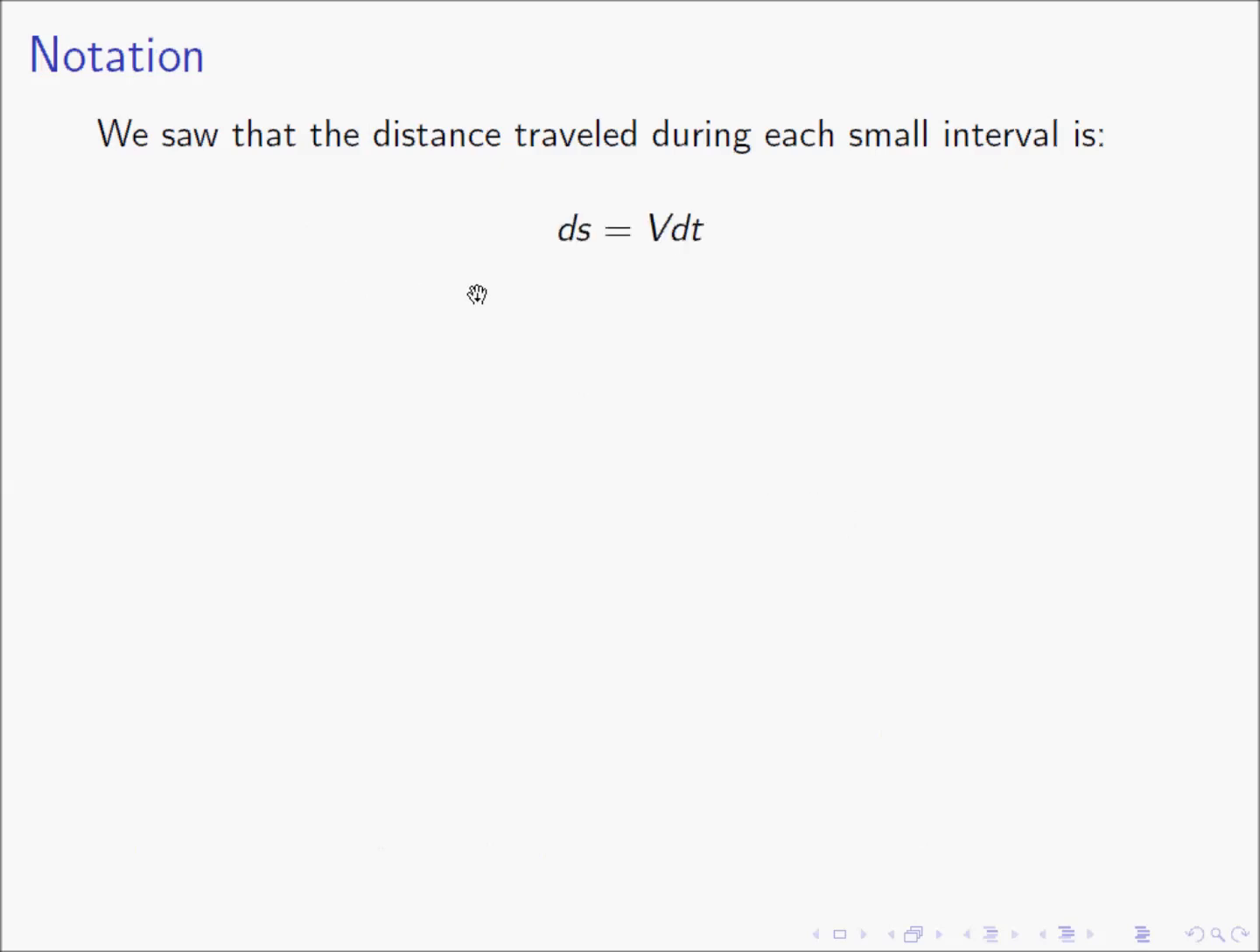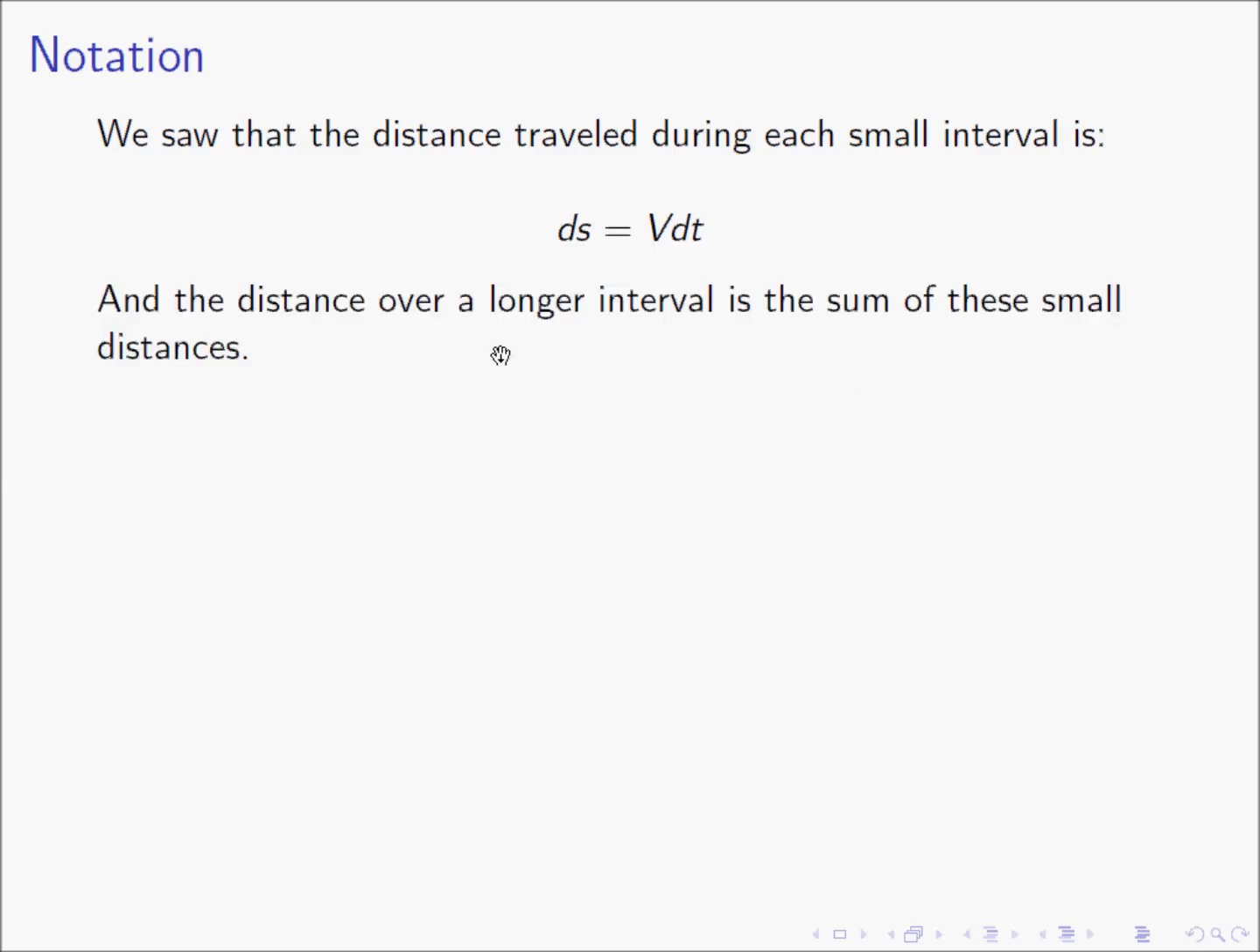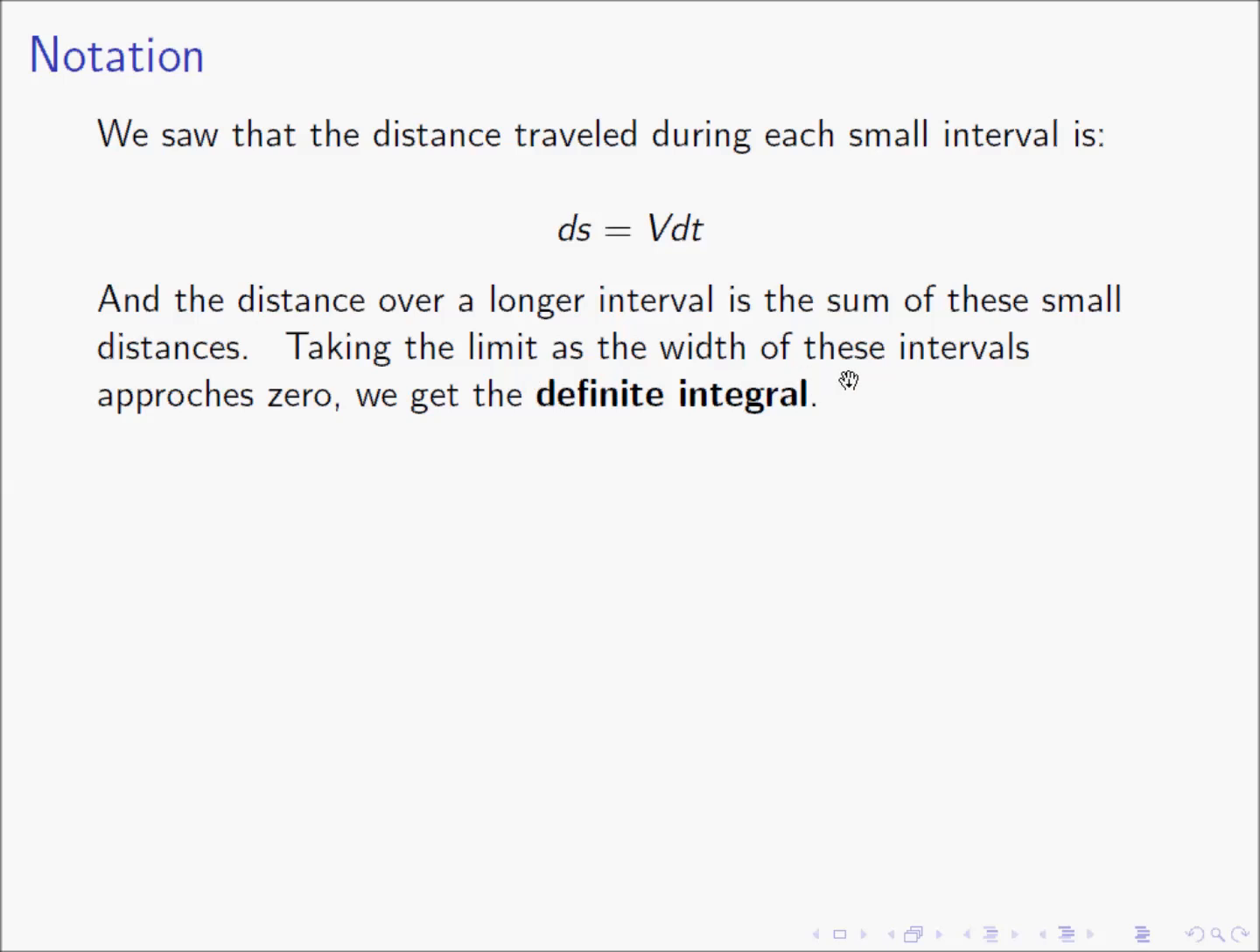So now let's try to fix our notation. We saw that the distance traveled during each small interval is ds equals v times dt, and the distance over a longer interval is the sum of the distances over a very large number of smaller intervals. When we take the limit of this sum as the width of these intervals approaches 0, so the number of intervals approaches infinity, we get the definite integral. We use this notation that you are already used to, this curvy S, the same symbol as for indefinite integrals, and you write v dt.